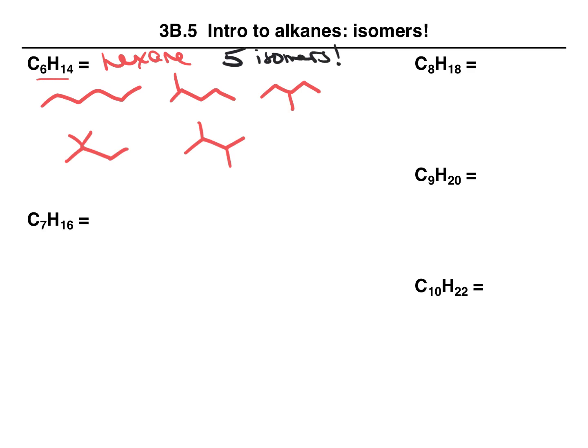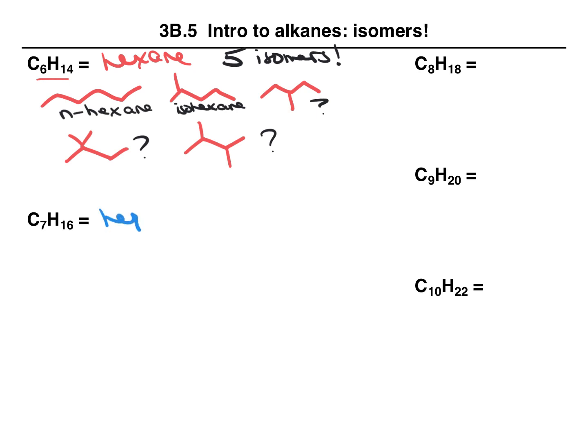And let's see, we already know that this would be called n-hexane. This one would be isohexane because we have a methyl branch off the second carbon. Ooh, I'm not sure. Hang on, we'll come back to that.